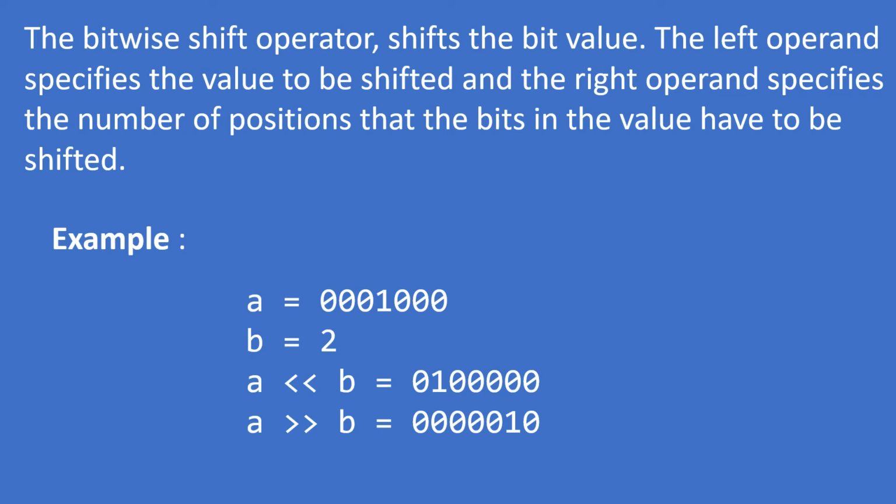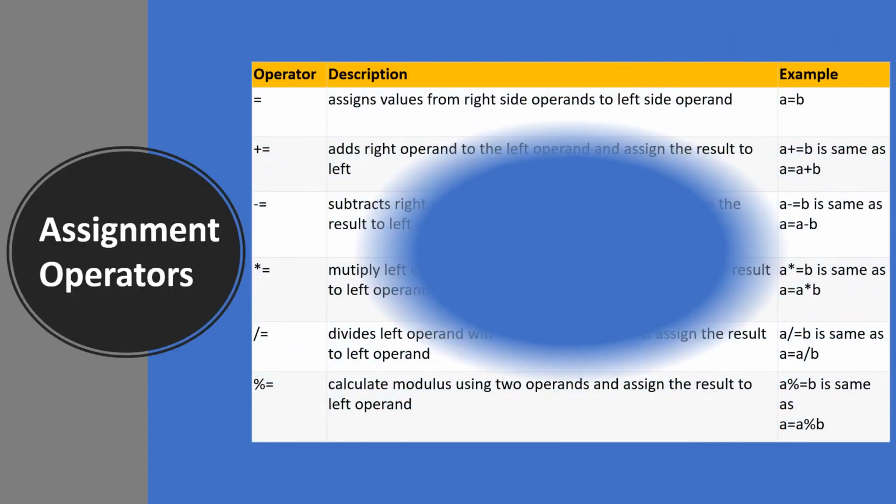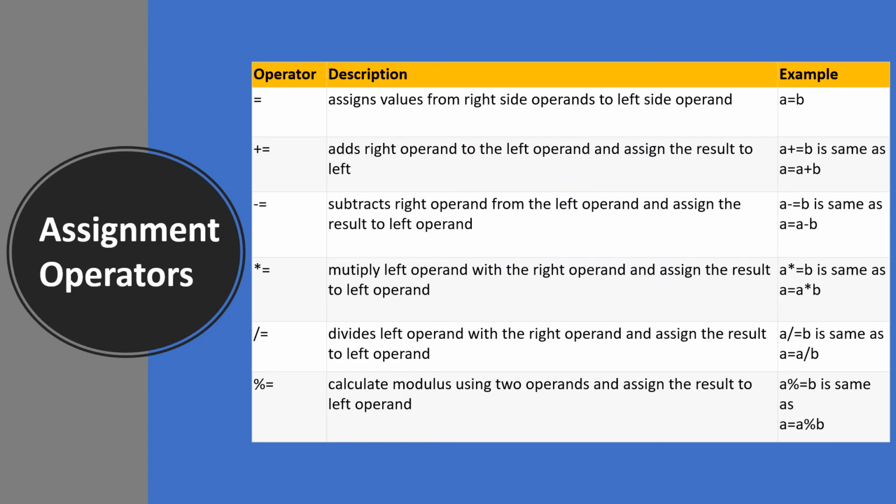Example: A equals 00010000. B equals 2. A left shift B equals 01000000. A right shift B equals 00000100. Assignment operators. Assignment operators supported by C language are shown in the table.